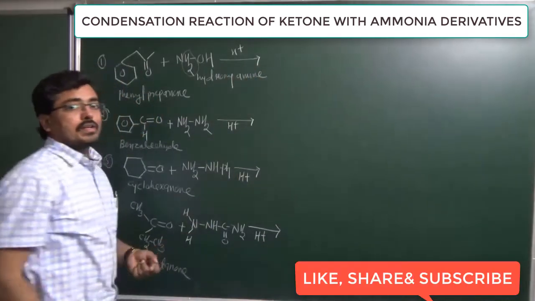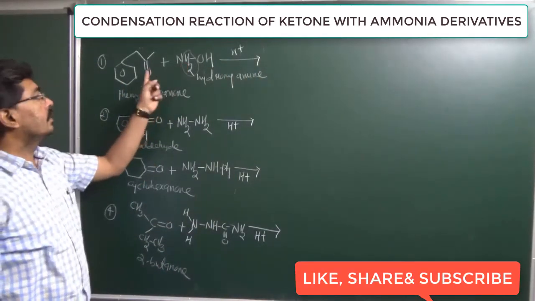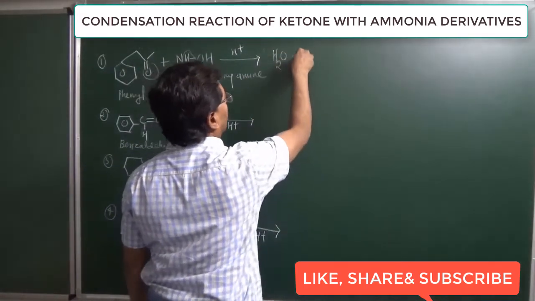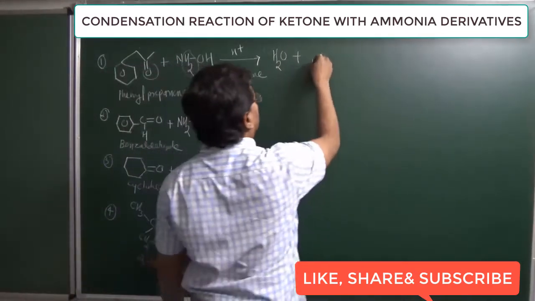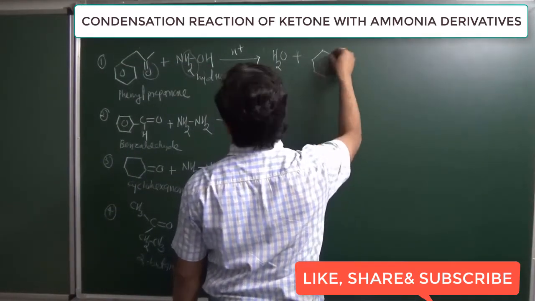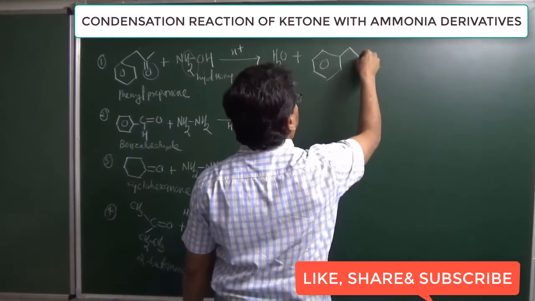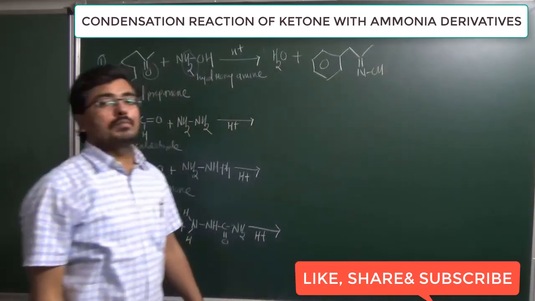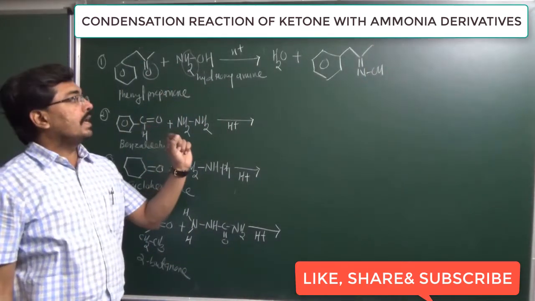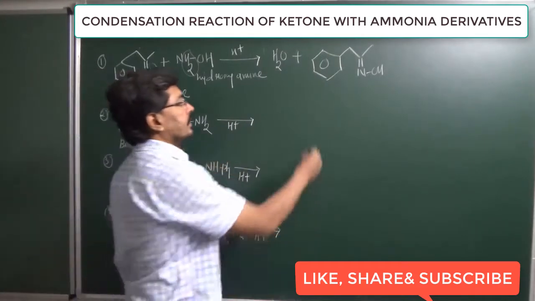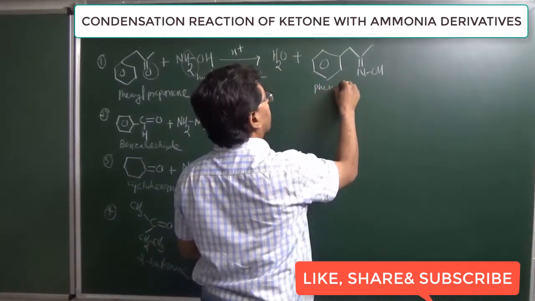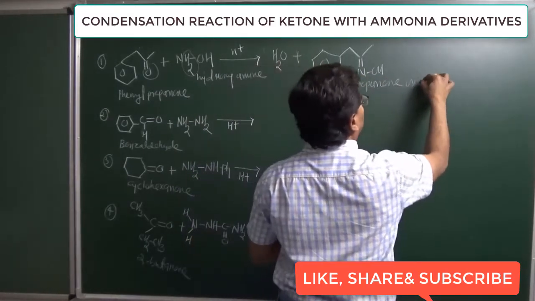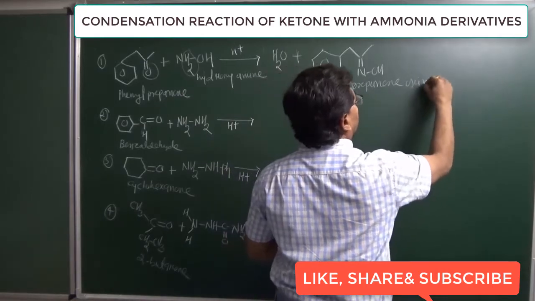With this hydroxylamine, the reaction occurs in this way: hydrogen of nitrogen combines with oxygen and is eliminated in the form of H2O. Now, whatever product is obtained, we can write the structure in this way. This is phenyl propanone, with a double bond to nitrogen and here an OH. So the name of this structure we can give is phenyl propanone oxime. Name of this product is phenyl propanone oxime.